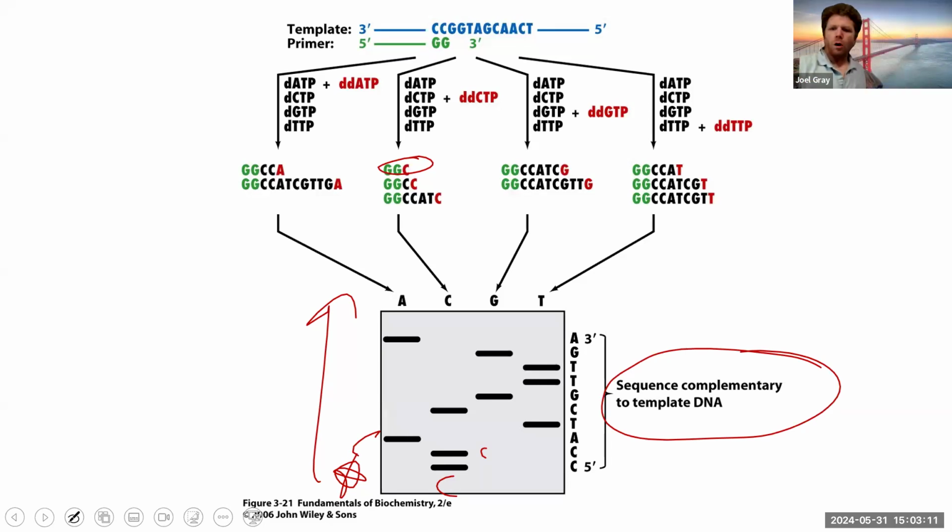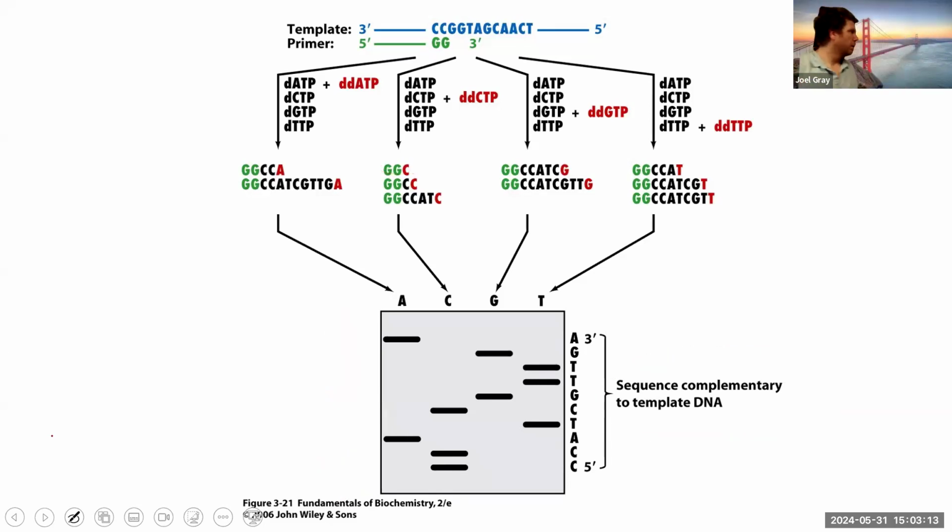So all of this is valuable because we can say, oh, okay, well, from our 5' to our 3' end, we have C, C, A, T, C, and so on. And then you can extract from this, well, what is the sequence of my template? Well, if this is a complement to my template, I take the reverse of it, and that gives me the template's sequence.